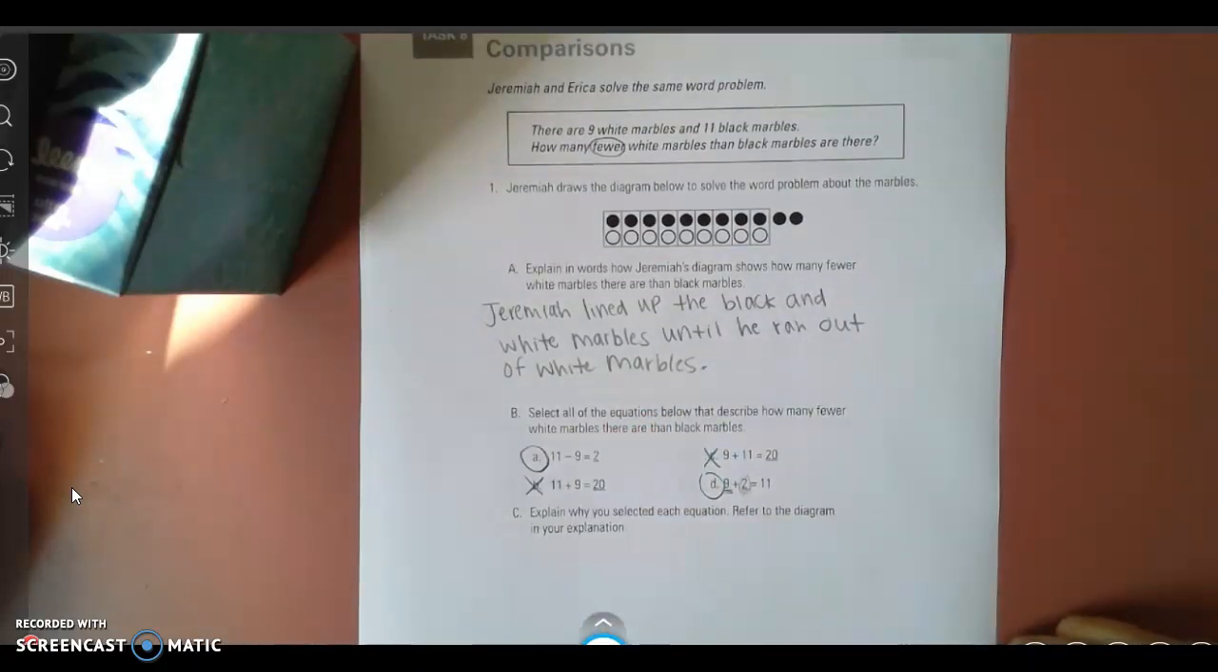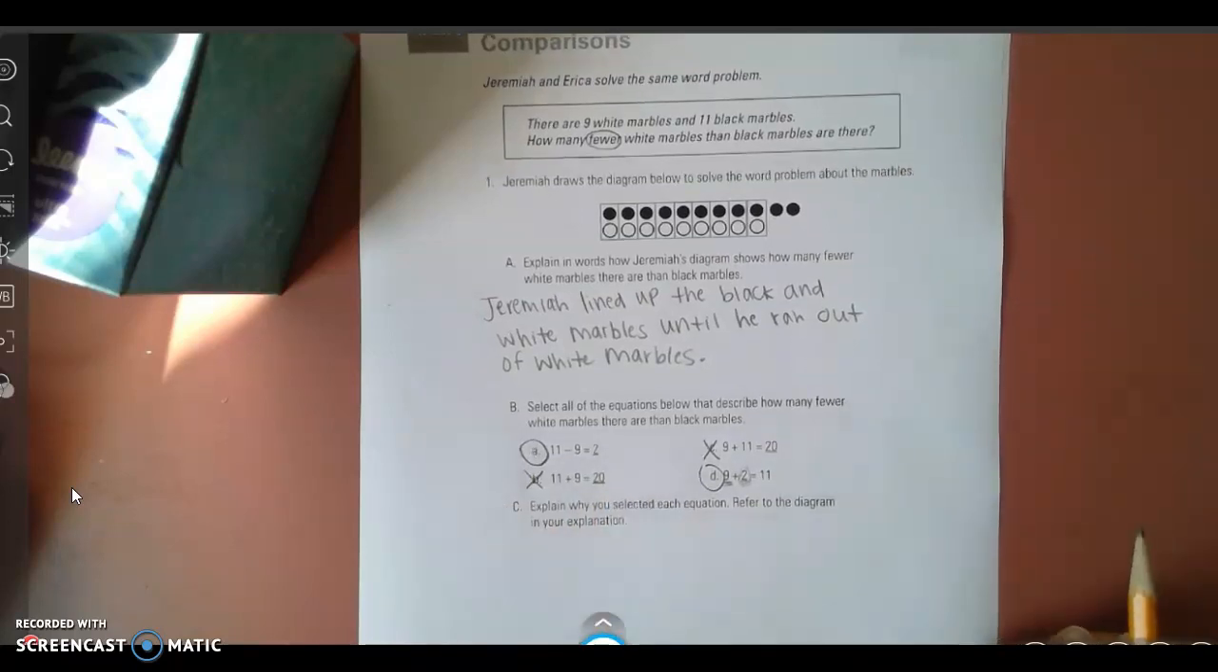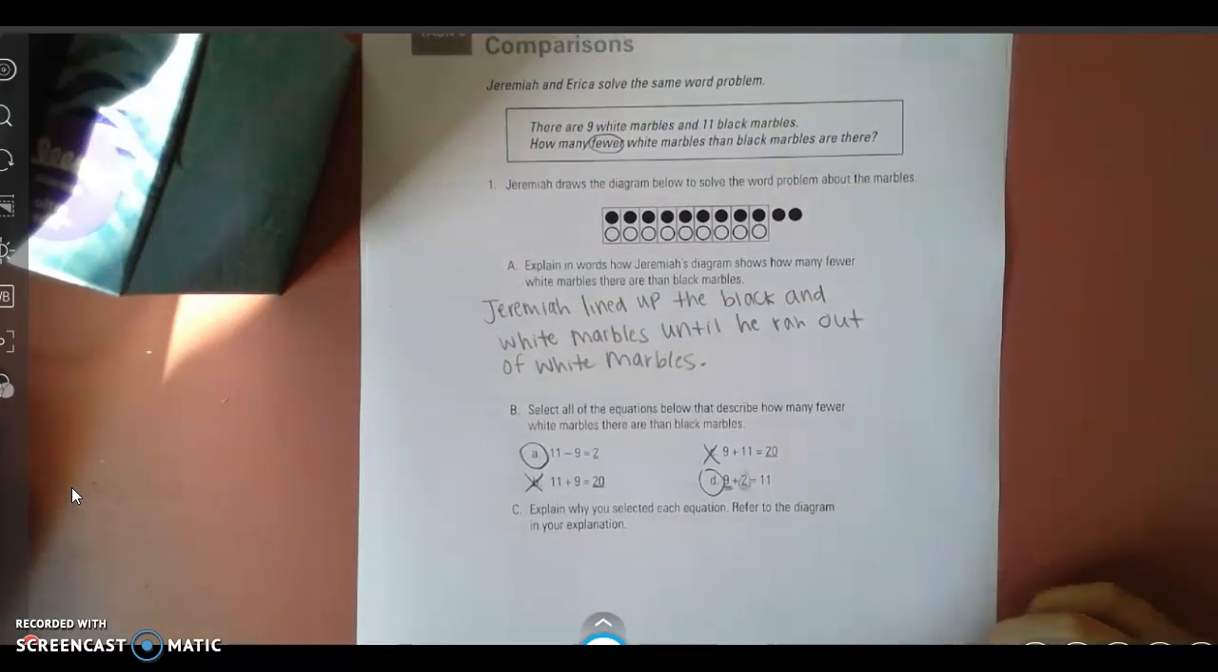Now part C says, explain why you selected each equation. Refer to the diagram in your explanation. Now we've already talked a little bit about why we chose the answers that we chose. So I'm going to pause for a minute. I'm going to let you fill in. You can pause here, and you can fill in why you chose the ones that you chose. So I chose A and D. So I'm going to fill that in off camera, and then we'll come back and we'll be ready to go to the next page, and I'll show you my answer.